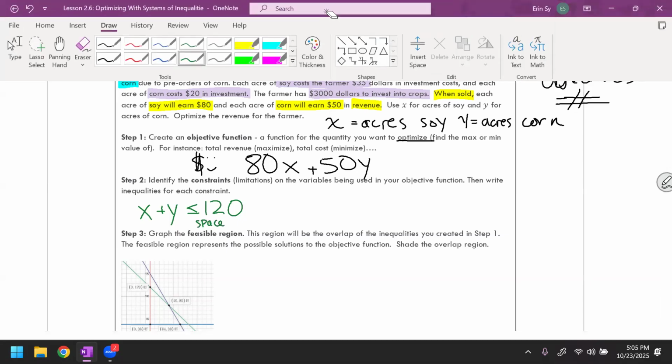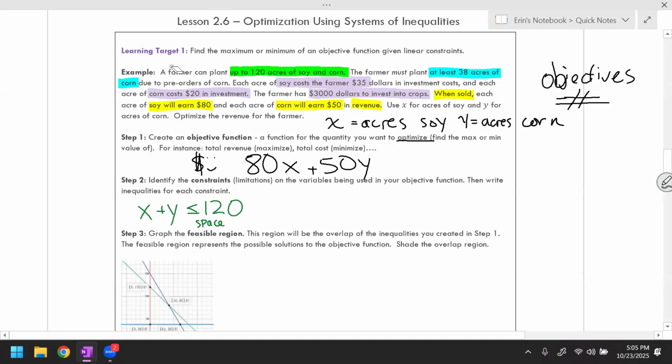My next constraint says that I need at least 38 acres of corn. So my corn has to be greater than or equal to 38. This is due to pre-orders of corn, right? I could call this my pre-existing arrangements, maybe my orders constraint.